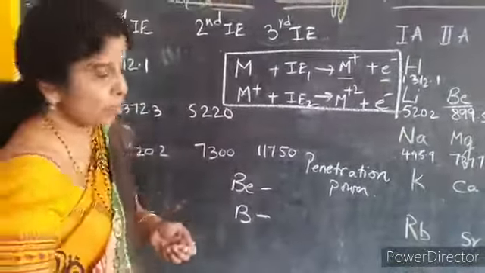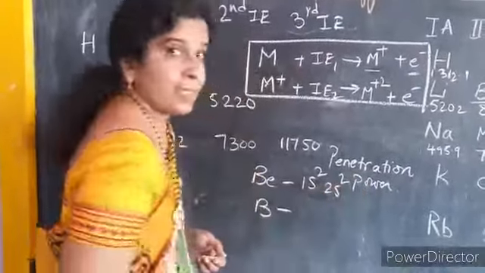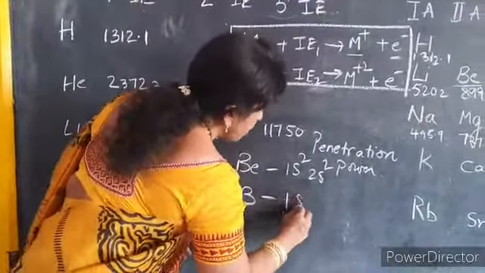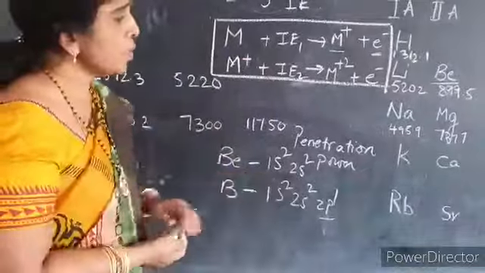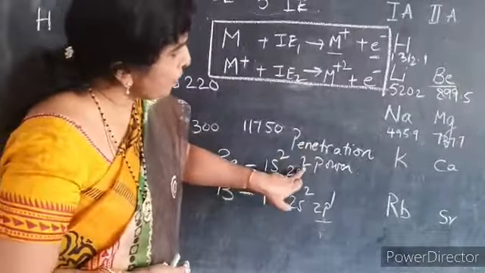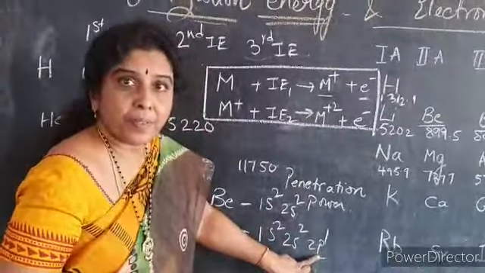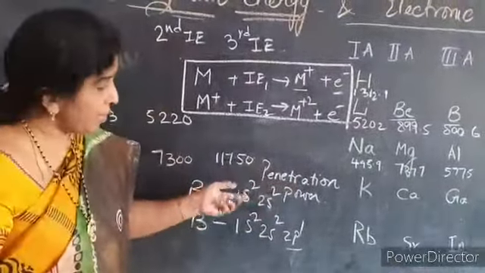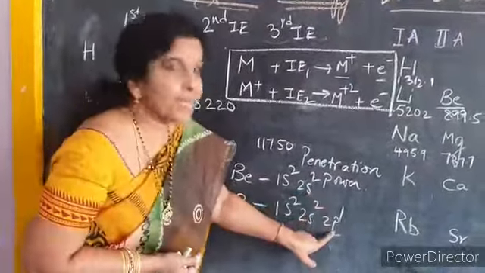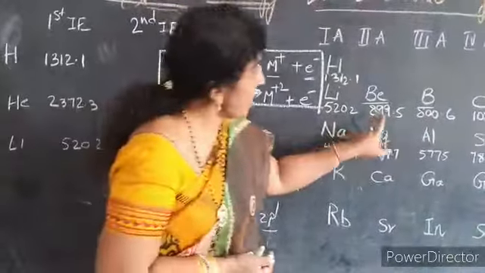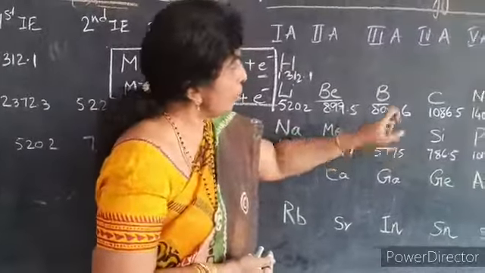So what is the atomic number of beryllium? 4. So 1s2, 2s2. Coming to boron, it is 5. 1s2, 2s2, 2p1. So here the penetrating power of the s subshell is greater than p. The piercing, it can pierce better. So it is difficult to remove the electron from s when compared to p. So that is the reason why the ionization energy of beryllium is greater than boron.